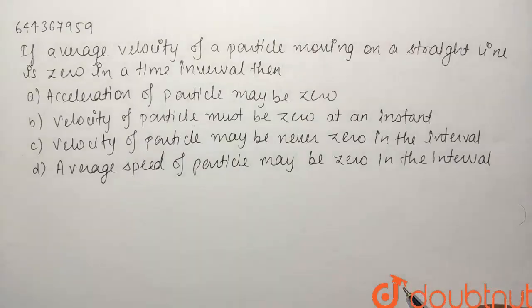So here we have a question from the chapter kinematics. If average velocity of a particle moving on a straight line is 0 in a time interval, then we have been given 4 options. You have to see which of them is correct.